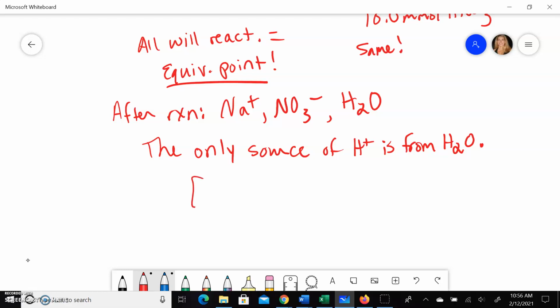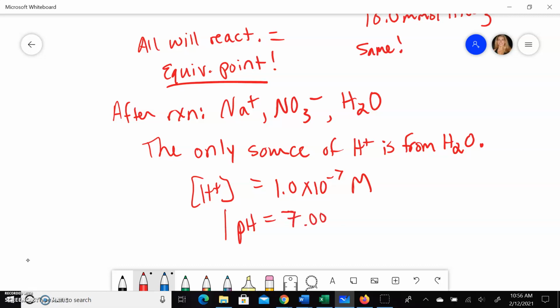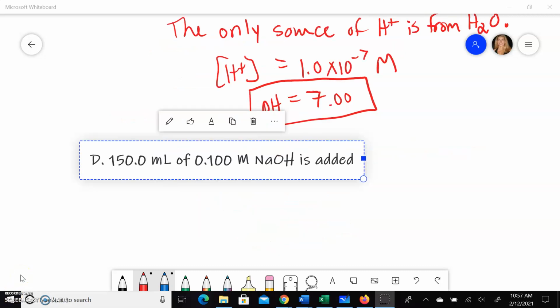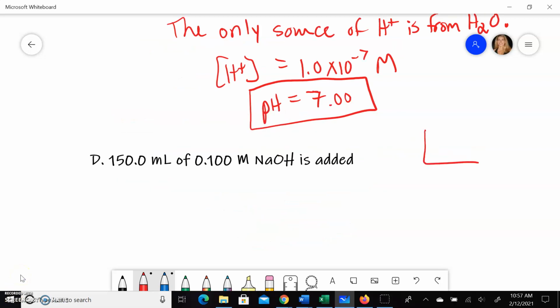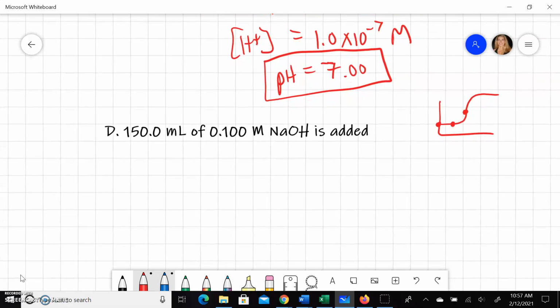So now we can say that the concentration of H+, which is in water, is 1 times 10 to the negative 7th molarity, and the pH is equal to 7. And this is why the pH at the equivalence point for a strong acid and strong base is going to be equal to 7. All right, so on our titration curve, we have now calculated the initial one. We calculated a pH about here, and we did this one. And so now this last one is going to be beyond the equivalence point.